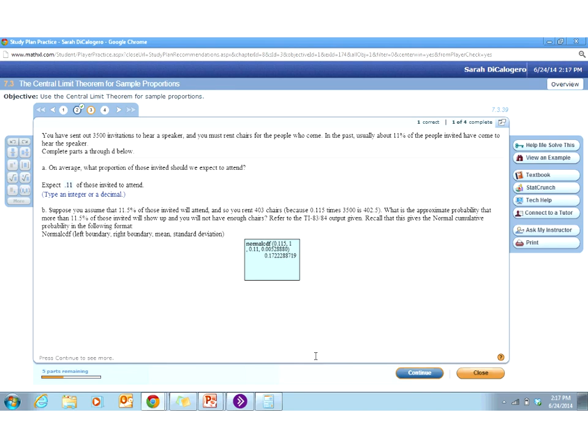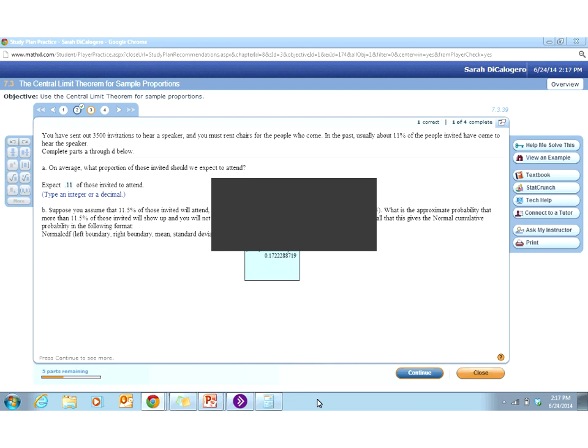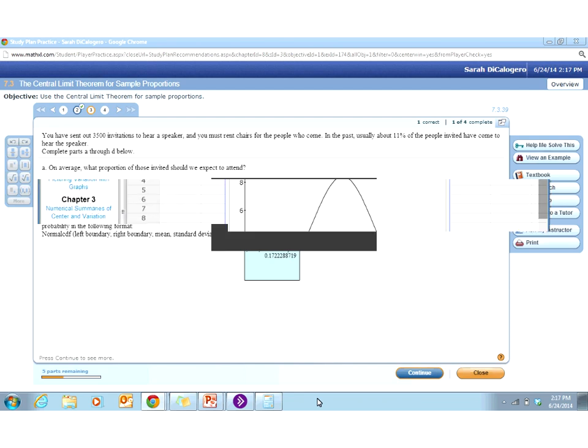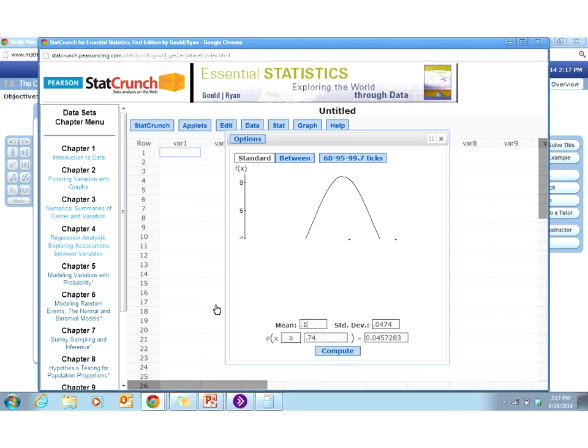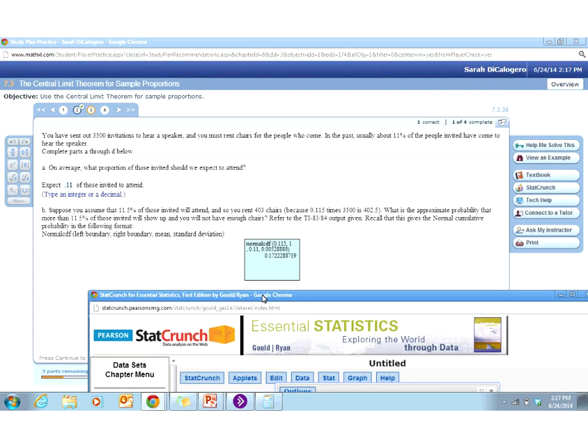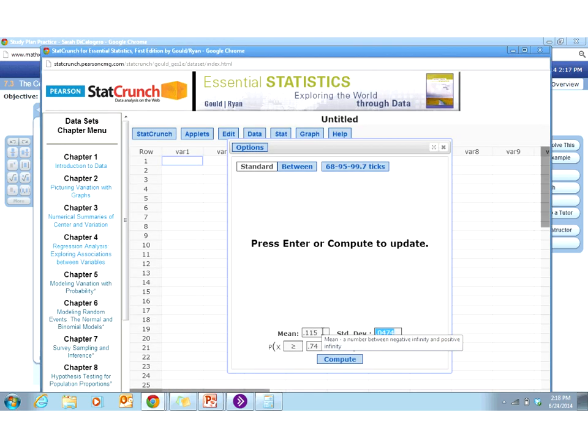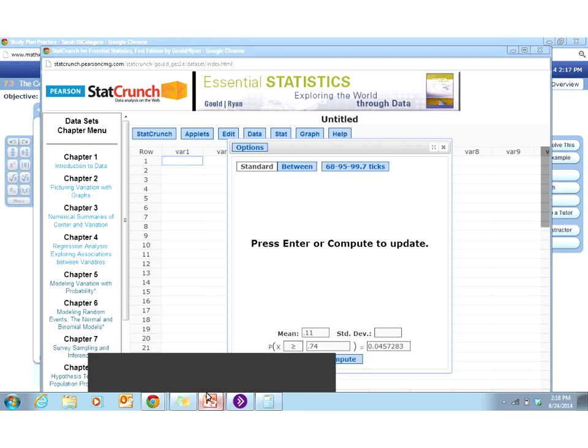So they got left boundary. Okay, so let's find it in StatCrunch. Now, what did they use? Let's make sure. Oh, and see, I've already done this wrong because our mean is actually 0.11, and I was using 0.115. So our standard deviation is going to be off. Let's go back here.